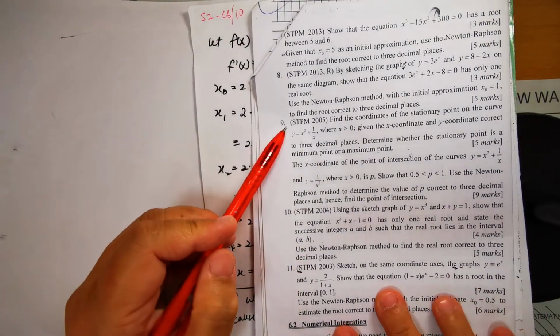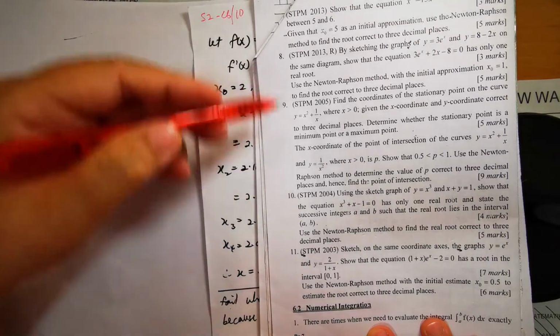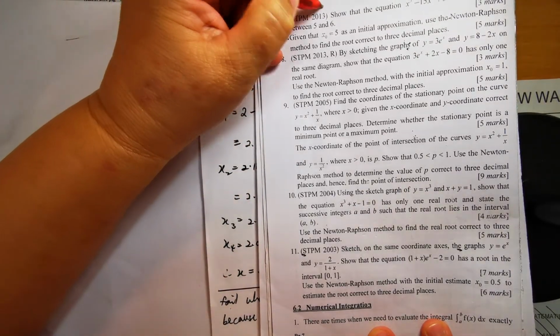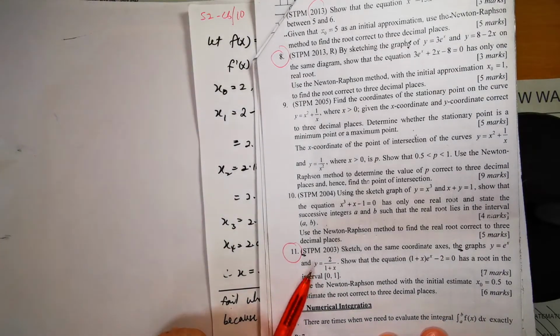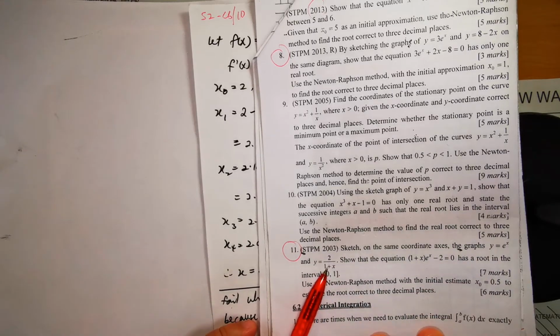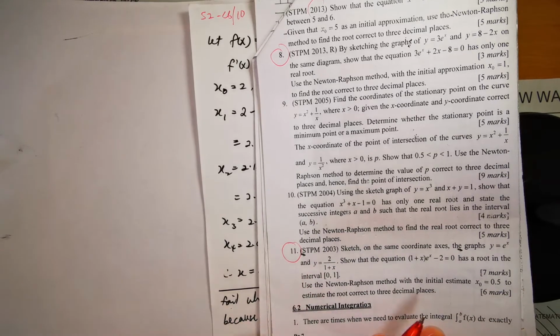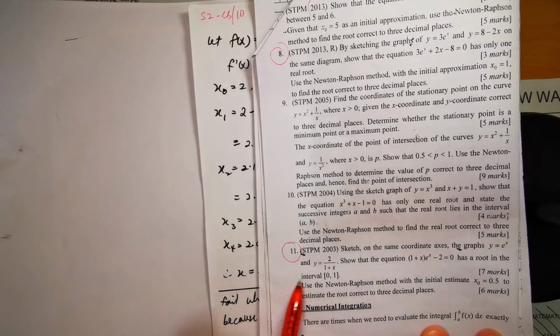The 205 I will discuss. 204 I also will discuss. I'm going to discuss these 2 questions. So just now, this is question 7 homework, question 8 homework, and question 11 also homework. This one also quite simple. Sketch 2 graphs, y equals e^x and y equals this one. It's something like what we have just discussed. Reciprocal graph, okay, with asymptote. Then show that the equation has a root in the interval 0, 1.